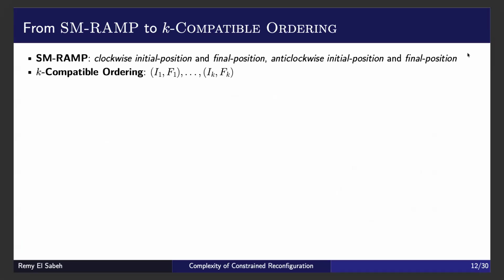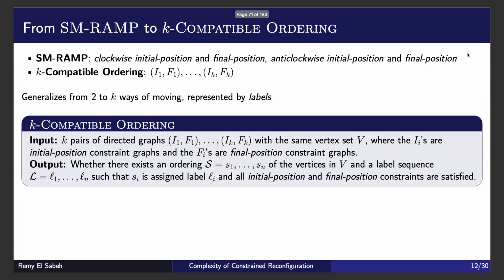So let's now think of generalizing. In SMRAM, we have two choices. For the clockwise case, we have two types of constraints, initial and final. For the anti-clockwise case, we have initial and final as well. So why don't we, instead of having two ways of moving, look at the case where we have k of them. In this case, we end up with k pairs of directed graphs: I1, F1, all the way until IK, FK. And that is the formal definition of what k-compatible ordering is.